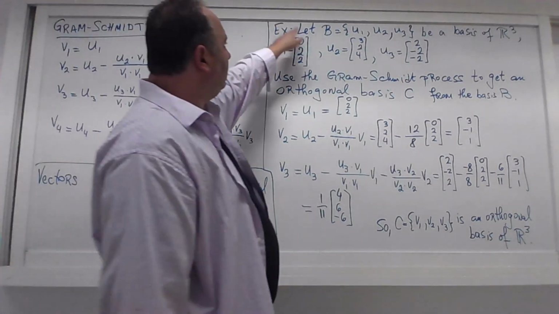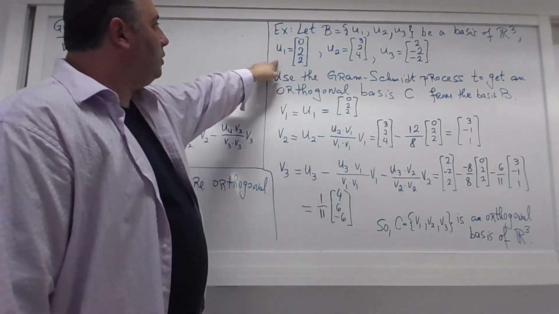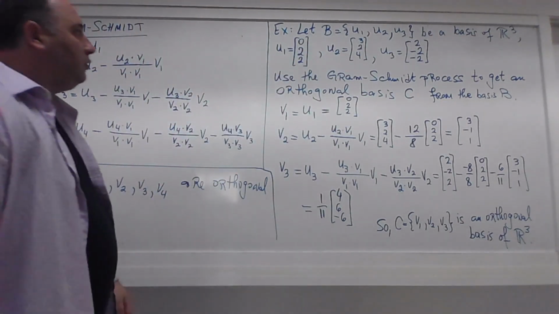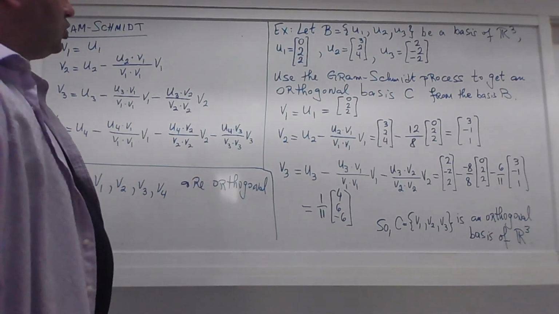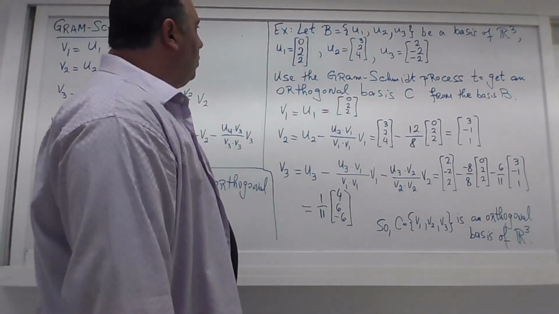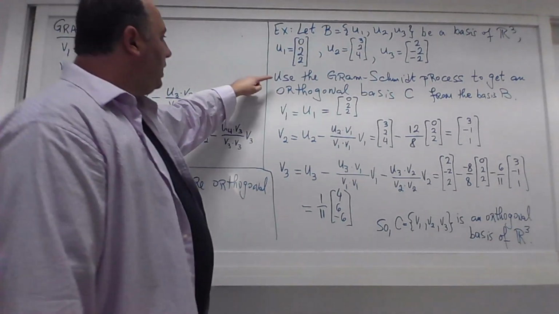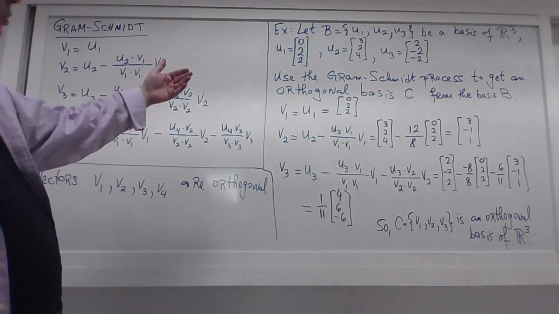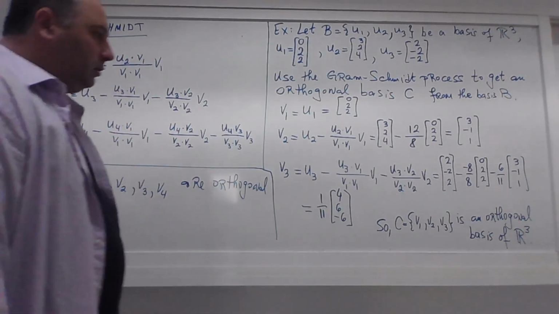Let's say we have a basis for R3, basis B, formed with vectors u1, u2, u3. You can verify that these three vectors are linearly independent if you wish. You have two choices: you can compute the determinant or produce the echelon form and see. So vectors u1, u2, u3 are independent and they are a basis of R3. Let's apply the Gram-Schmidt process to get an orthogonal basis C from this basis B. We start with B, apply Gram-Schmidt, and then we get basis C, that is an orthogonal basis.